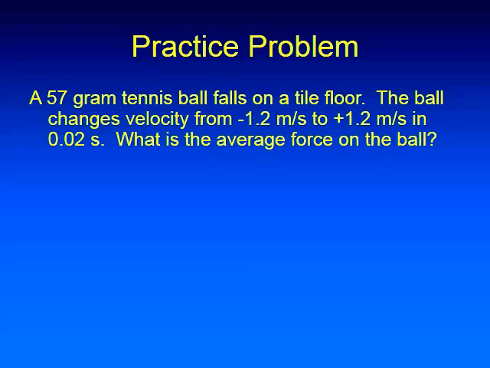So here is a practice problem. A 57-gram tennis ball falls on a tile floor. The ball changes velocity from negative 1.2 meters per second to 1.2 meters per second in 0.02 seconds. So what is the average force acting on the ball? So pause the video now, try and work it out, and once you've worked it out, we'll come back and we'll have a look at the answer and see if you're on the right track.